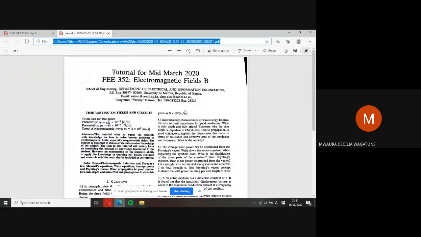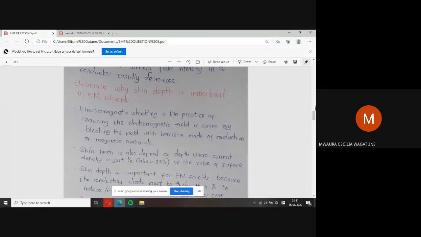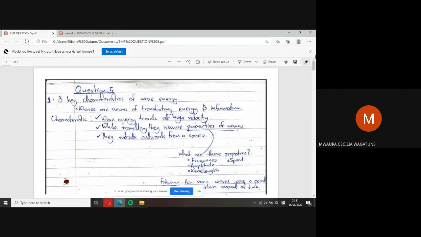So I'm going to read the question. Give 3 key characteristics of wave equation. So first of all, we know waves are means of transporting energy and information. The three characteristics of waves is they travel at a constant velocity, they radiate outwards from a source, and they assume properties of waves.